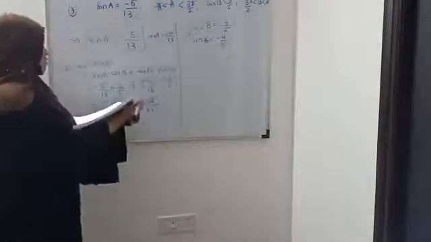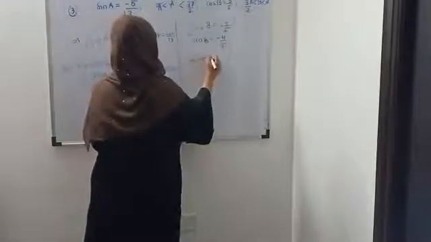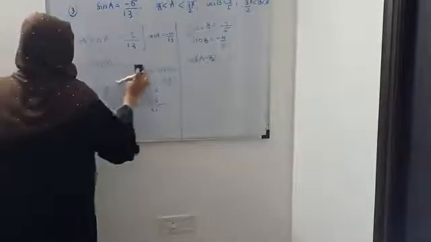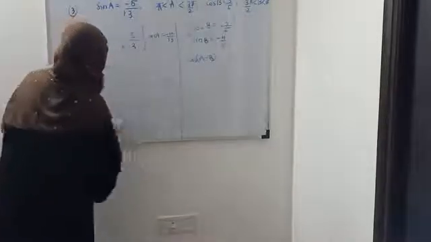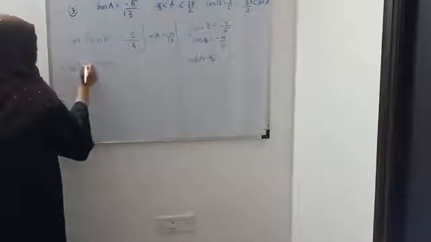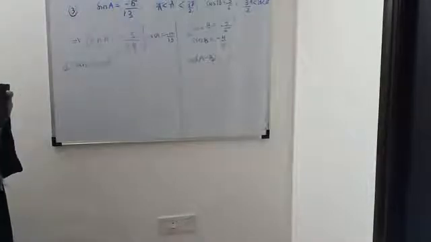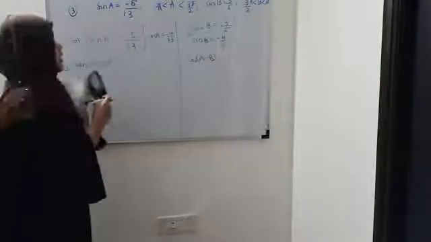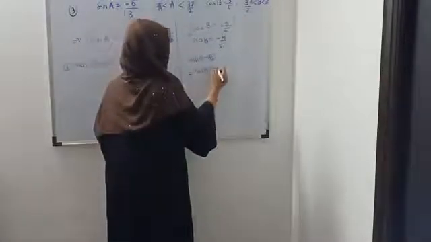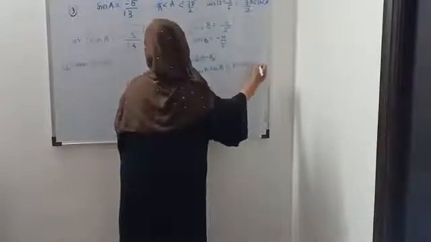Similarly, we have to find out cos (A minus B) and tan (A plus B). So first of all, we will find out the value of cos (A minus B), which is equal to cos A cos B plus sin A sin B.